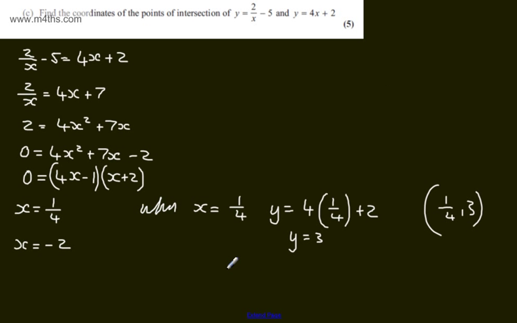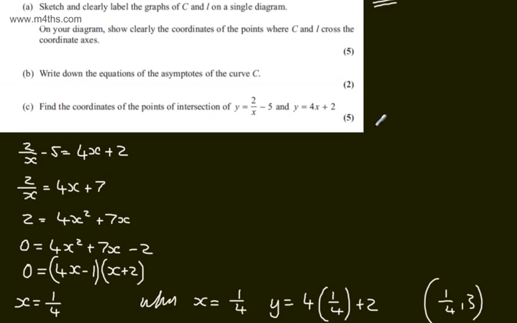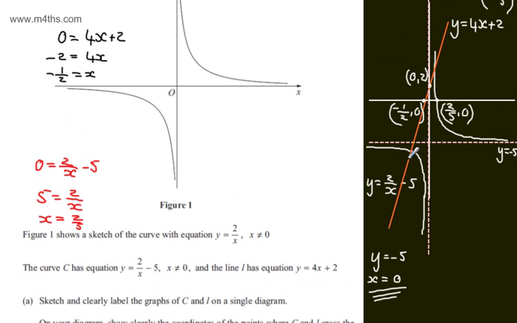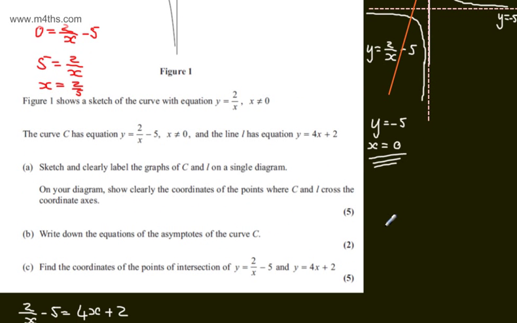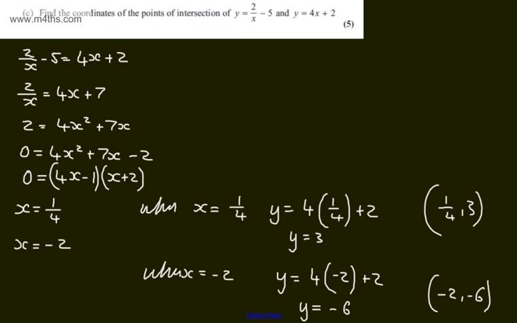That corresponds now to our second point of intersection, which is just here. If we look at now when x is equal to minus 2, y will be equal to 4 lots of minus 2 plus 2, and that will give us that y is equal to minus 6. So we'll have the coordinates minus 2, minus 6. And that corresponds to the first point of intersection, which is just here. So in total now we're offered 12 marks for that question, and we've used simultaneous equations and some basic graphing techniques.